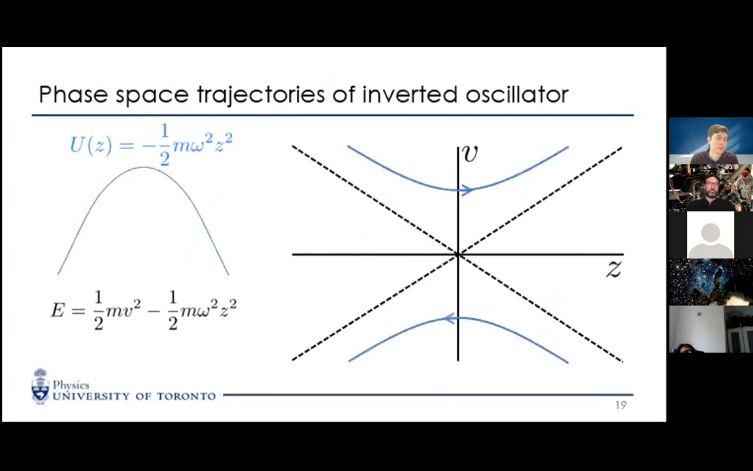But in an inverted oscillator, just because of this sign flip, now we have these hyperbolic phase space trajectories, which are hyperbolas in these two quadrants, the positive energy quadrants. And if you stare at the equations of motion, it's not difficult to see that there's a linear combination of momentum and position that expands exponentially with time. And it's maybe intuitive. If you put a particle here, it starts rolling down, accelerating very quickly away from the origin.